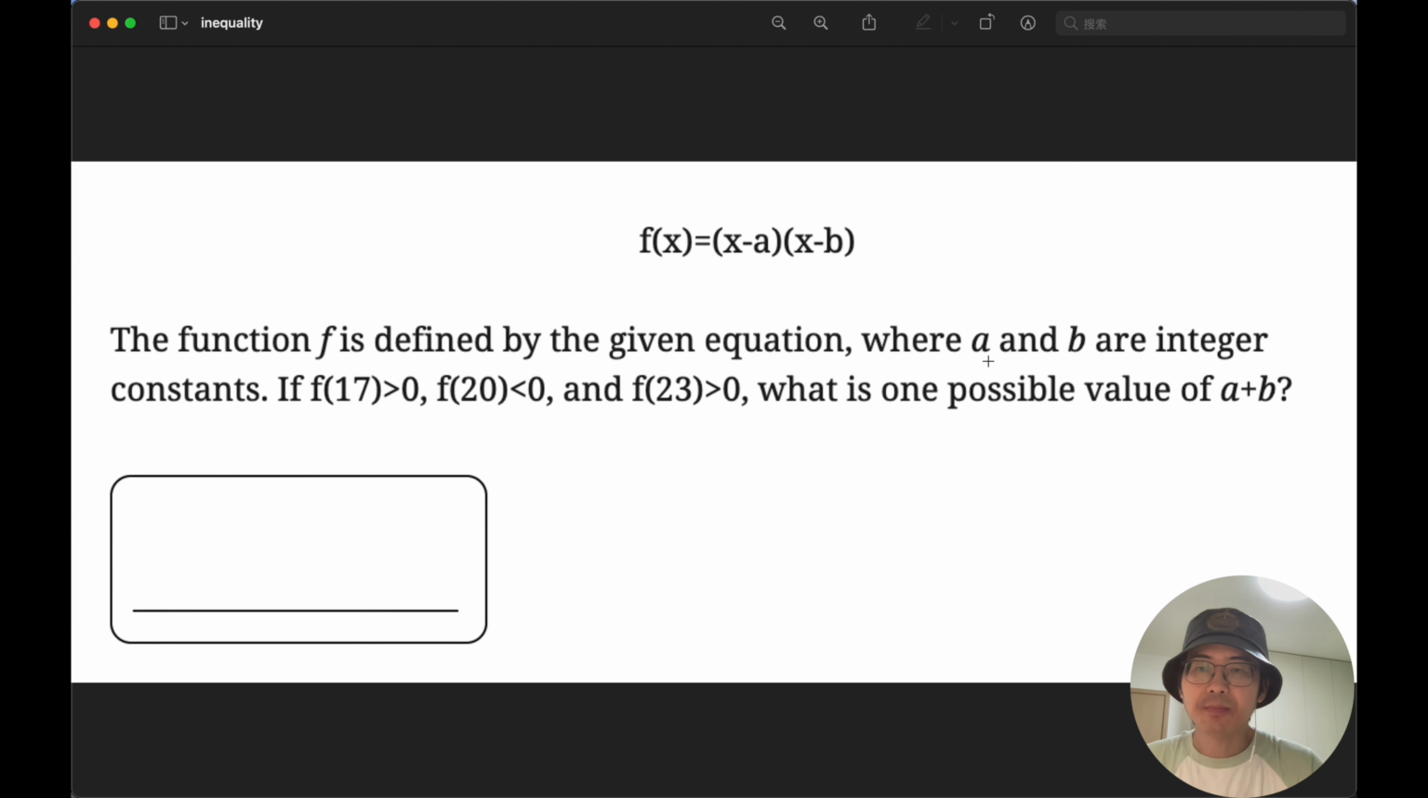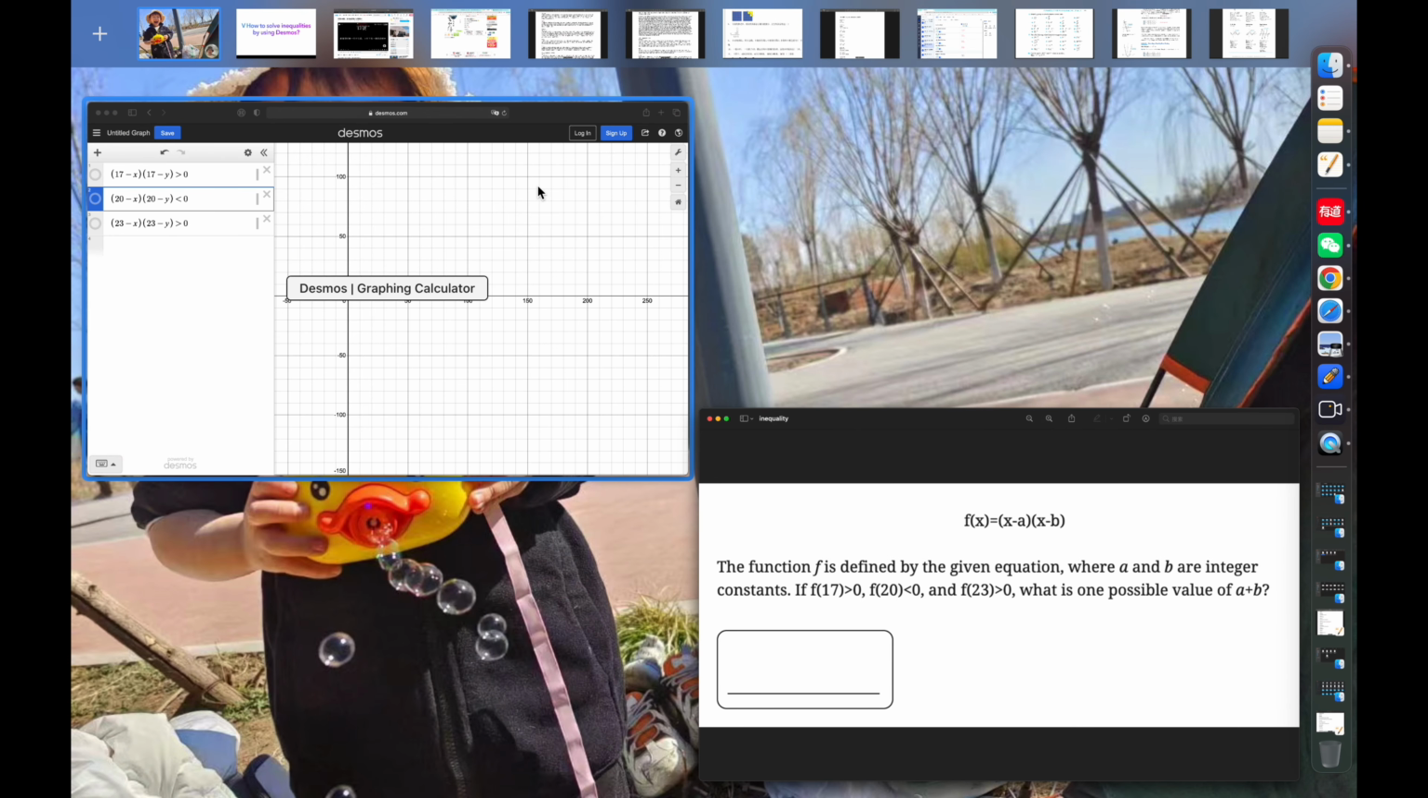So if we just simply input the three different x values into the function, we will have three inequalities, right? So we have a system of inequalities, and if we can find the solution set to the system of inequalities, then we can find possible a and b values, and then just add them up and we get a possible answer. So how to do that? First, let's input the x values, and then if we want to input the inequality into Desmos, we need to replace a and b with x and y. So this is what we're going to do.